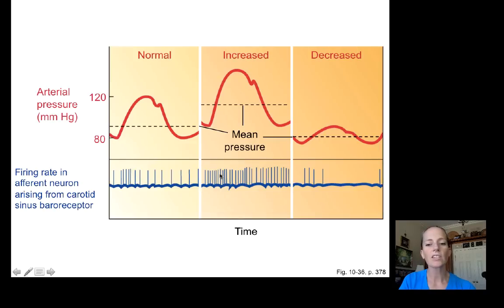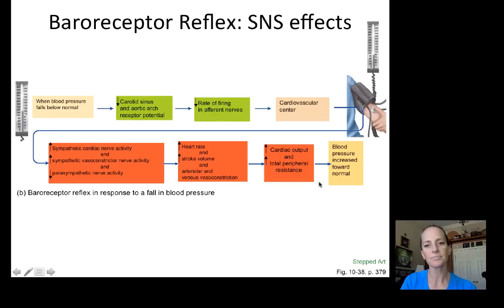So we can actually look at the sympathetic nervous system changes in arterial changes causing arterial pressure based on the input from the baroreceptors. So when blood pressure is normal, the baroreceptors are ticking away happily. If blood pressure is too high, lots of signals from the baroreceptors. If blood pressure is too low, then very few signals from the baroreceptors. And this overall is going to trigger the sympathetic nervous system effects.